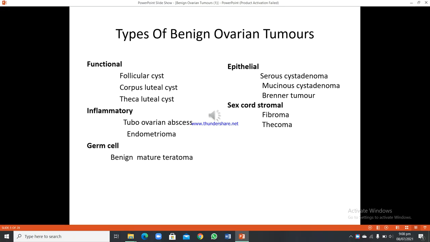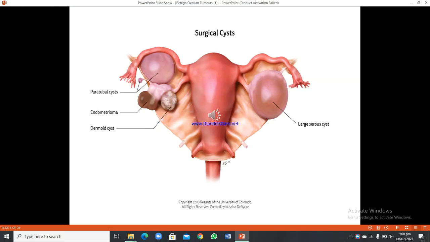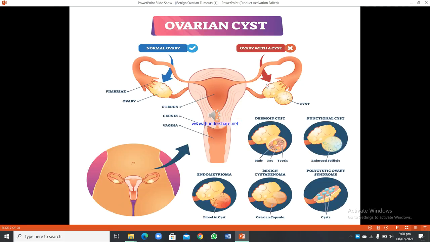Types of benign ovarian tumor. Number 1 is functional: follicular cyst, corpus luteal cyst, theca lutein cyst. Inflammatory: tubo-ovarian abscess and endometrioma. Germ cell: benign mature teratoma. Epithelial: serous cystadenoma, mucinous cystadenoma, Brenner tumor. Sex cord stromal tumor: the fibroma and thecoma. Surgical cysts we see here are the paratubal cyst, endometrioma, the chocolate cyst, dermoid cyst, and here is the large serous cyst. Ovarian cyst in the normal ovary, and then the ovary with the cyst, you can see.